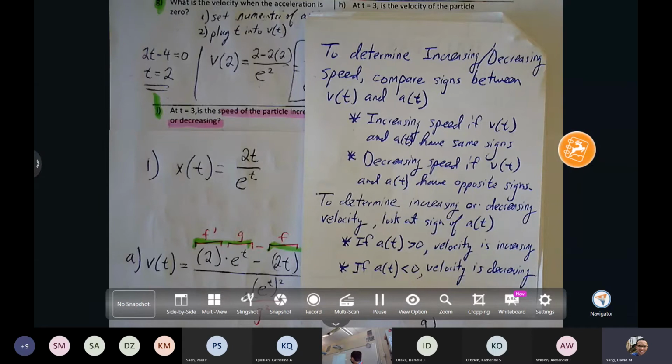So let's do that. Let's find acceleration at t equals 3. Let's find velocity at t equals 3. Look at the sign of the results that we get, and from there we can make our conclusion. And again, if you see this problem on the test, you're going to have to provide your justification. You have to write your because statement.